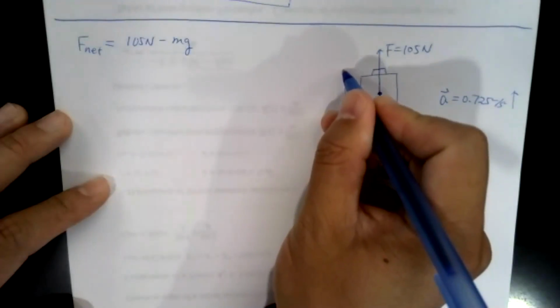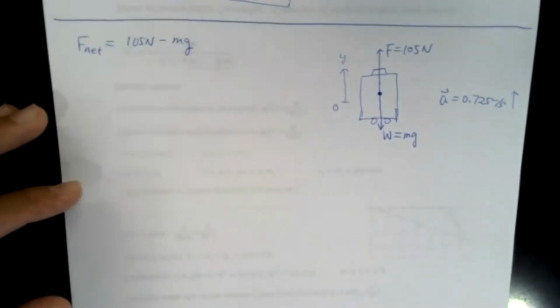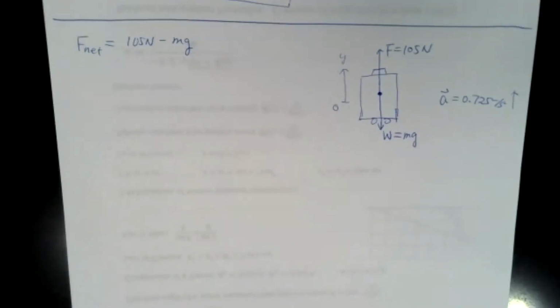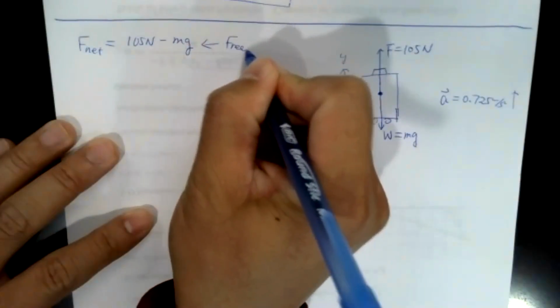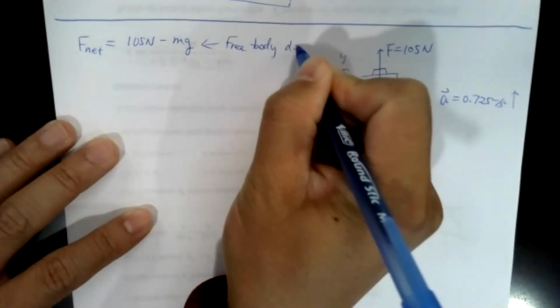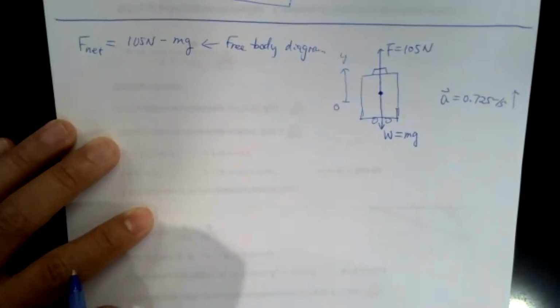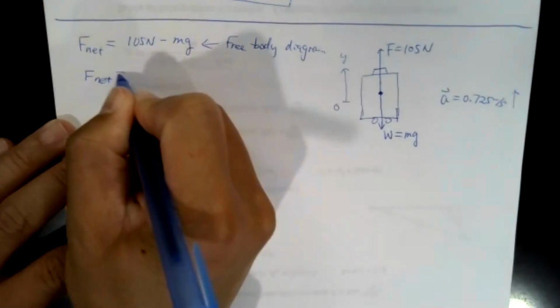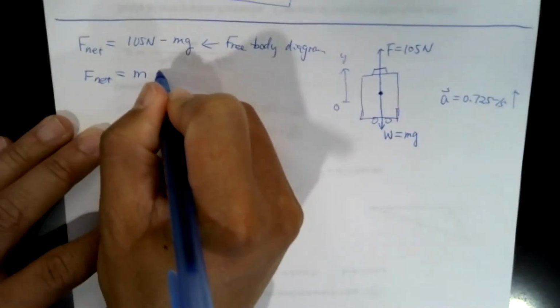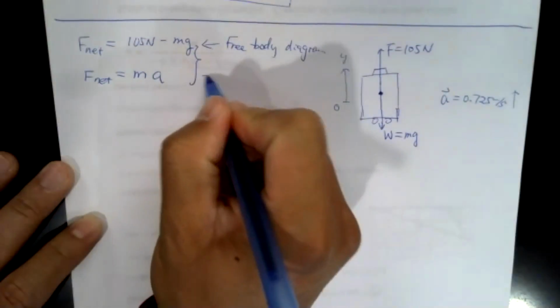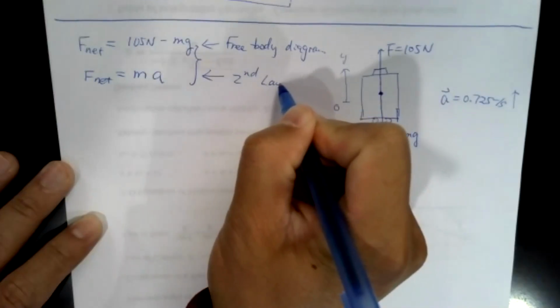You can just set up the y direction for this problem only. You don't need an x direction because the suitcase is not moving in the x direction, and there is not any force in the x direction. So this should be sufficient. Now, this is from your free body diagram. The second one, you can write out Newton's second law of motion, which is mass times acceleration. So then you will have these two equations. The second one is from the second law of motion.